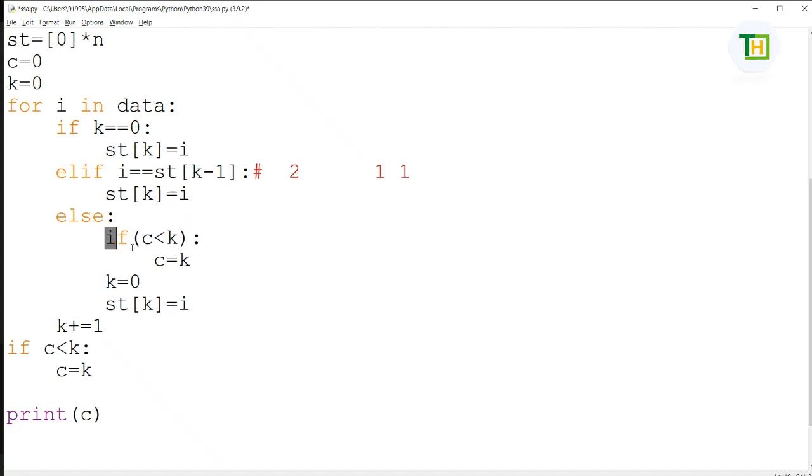That's why here, if it is a bigger count, then only I'm going to take that. If c is less than k, then only I'm going to take c is equal to k. I'm going to update. And then I'm going to delete these values. That's why I'm going to turn k to 0 here. And I have to put 2 into the stack. And k is going to be incremented for the next position. Okay, clear everyone? What I'm writing here.